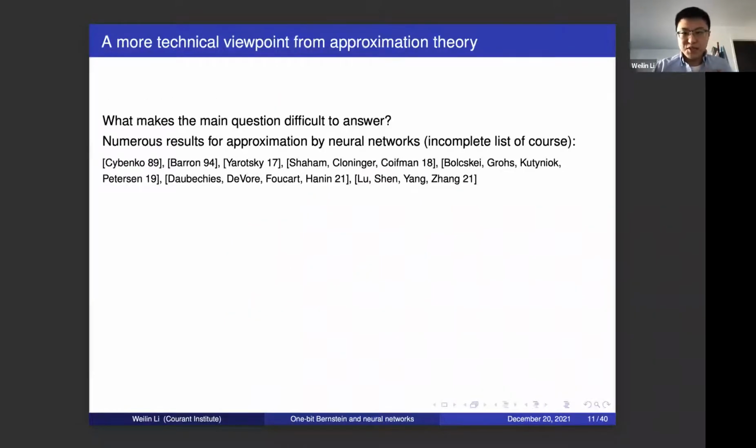All right, so let me jump into more of the math aspect of this. Of course, what makes this question difficult to answer? There's a ton of approximation theory results for neural networks. In fact, there was already a talk on this at the FFT earlier this semester. So why is it that we can't just use these existing results to tackle this problem?